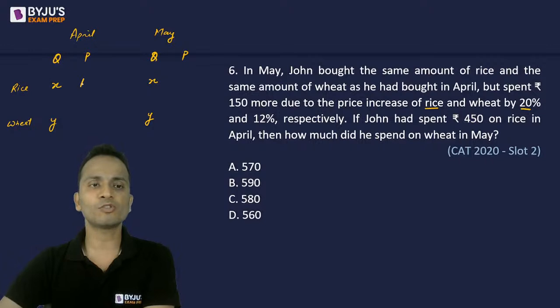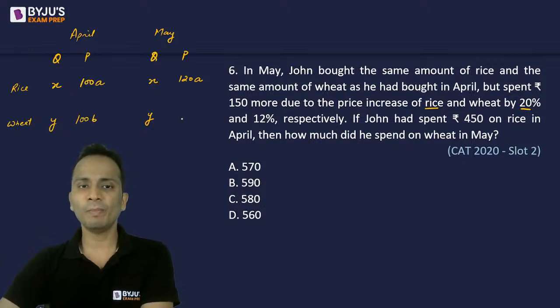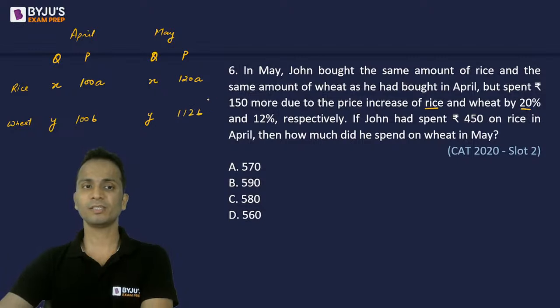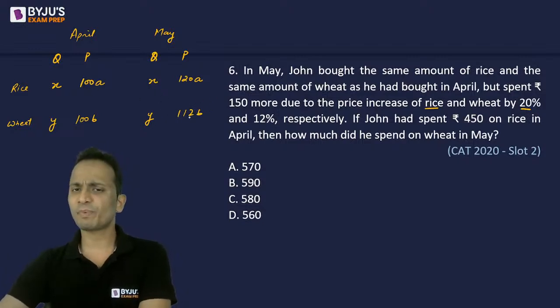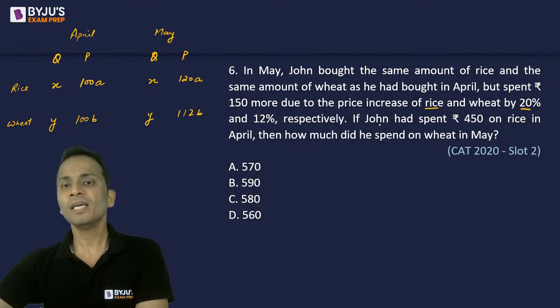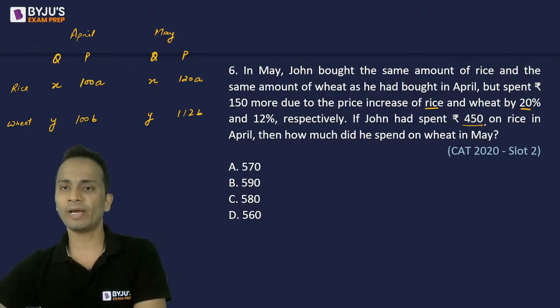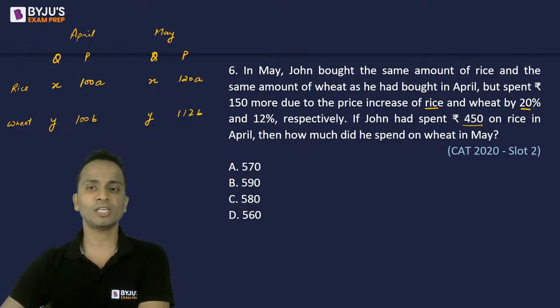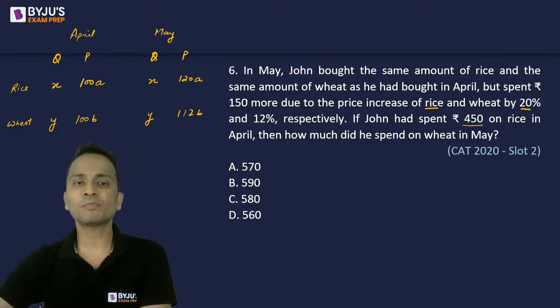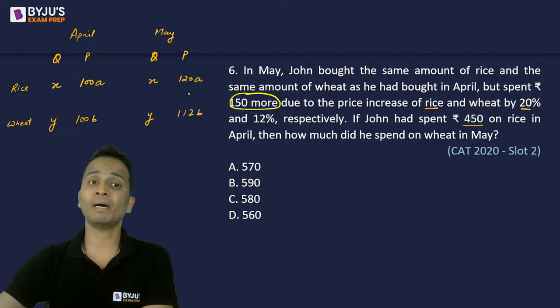So, let's say the price of rice was 100. It increased by 20 percentage. It will become 120. Let's say the price of rice was 100A. So it will become 120A. The price of wheat, let's say it was 100B, and it will become 112B. Okay, right? So these are the respective prices in these 2 months. If John had spent rupees 450 on rice in April, then how much did he spend on wheat in the month of May? Now, before that, he has spent 150 rupees more in the month of May.